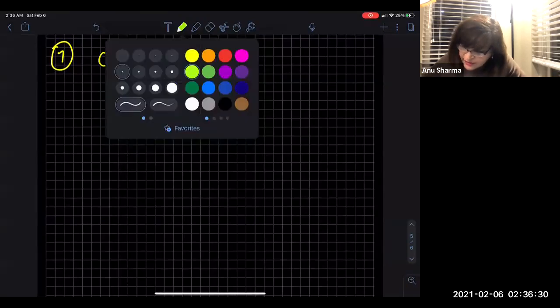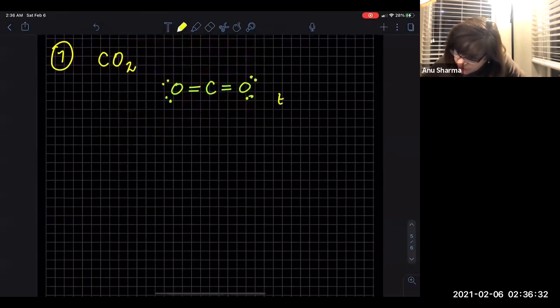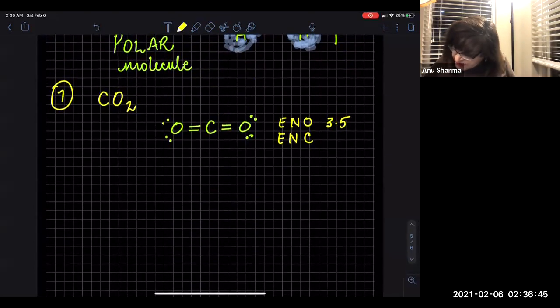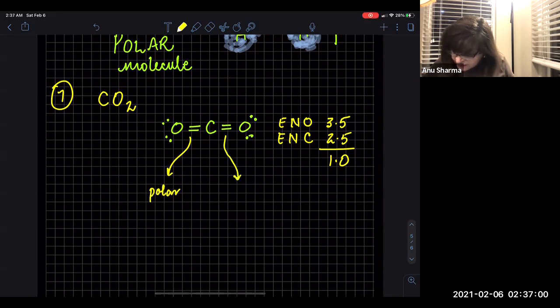And now let's look at the electronegativity of carbon and the electronegativity of oxygen. We see that oxygen is 3.5 and carbon is 2.5. So 3.5 minus 2.5 is 1.0, okay? And so that is a polar bond. Yes, this is a polar bond, and this one also is a polar bond.